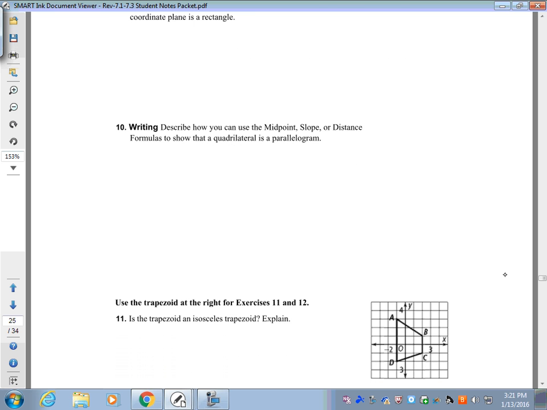All right, number 10. You're going to be responsible to know when to do each type. Because it's dealing with the parallelogram, just to help you out, please draw a parallelogram on your paper.